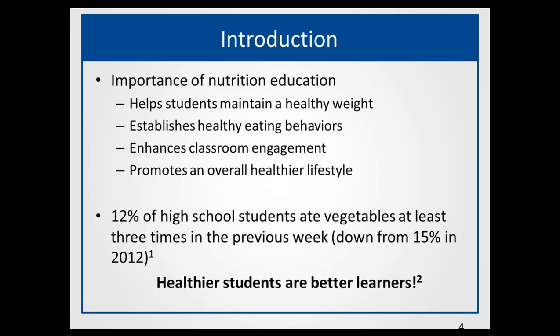And the survey monitors six types of health risk behaviors that contribute to the leading causes of death and disability in youth and adults, one of them being unhealthy dietary behaviors. Many of your schools may actually be participating in the survey soon because it is taking place this spring. And so we pulled this statistic from the 2015 survey.